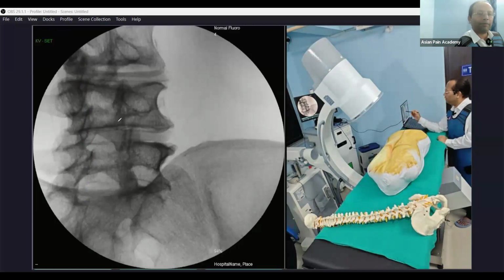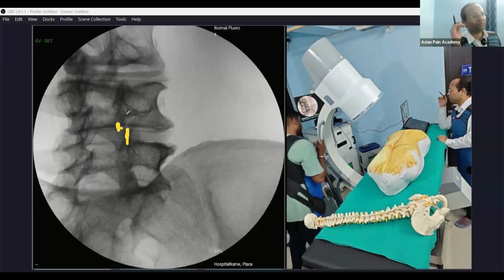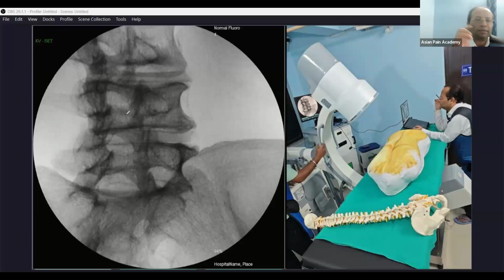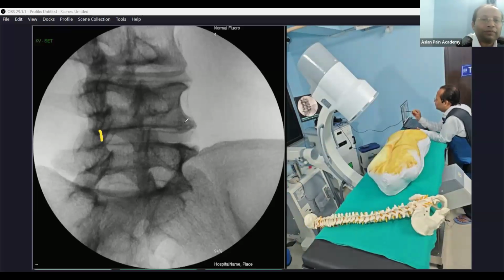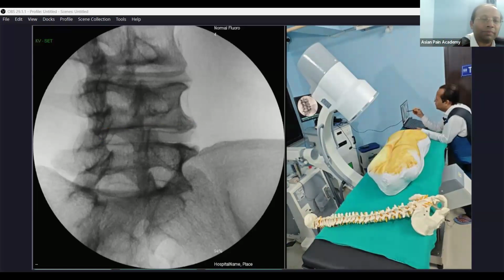I think we will take a bit more oblique, so that the facet joint line comes a bit more oblique, in the same line. Yes. Now we can see the length of the lower end plate, and this facet joint line is breaking the lower end plate in two halves. It is in the middle portion. Now we can see the L4-5 foramen very nicely.